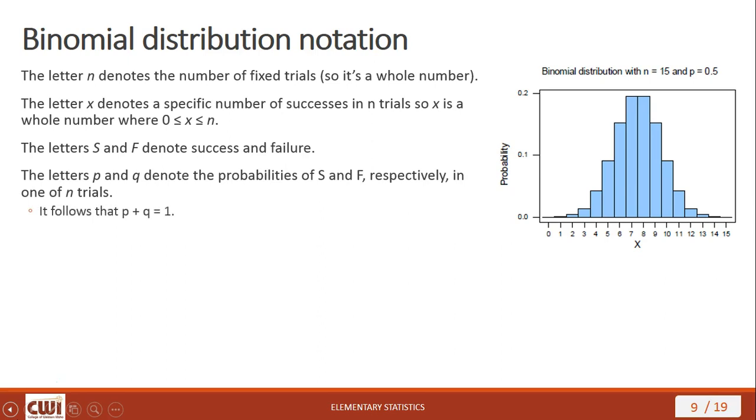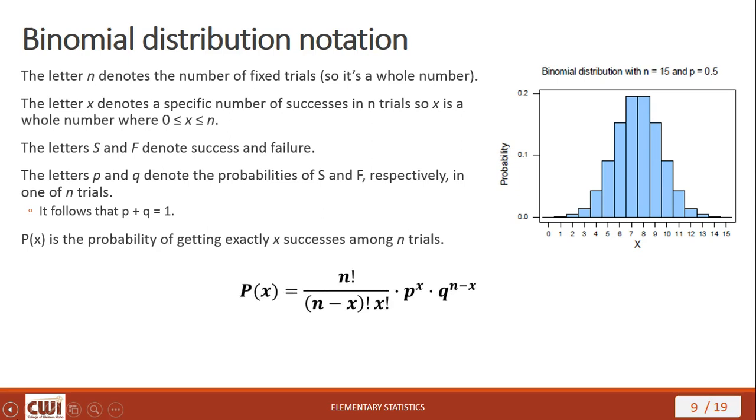Because the only way you can get success and failure, it comprises the entirety of your possibilities there. So you're going to add them together to get one. And so the probability of x is the probability of getting exactly x successes among n trials. And the way we calculate that is with this handy-dandy equation here.